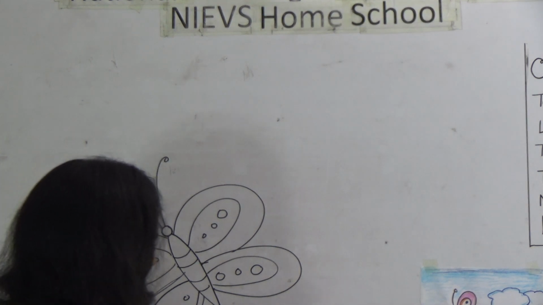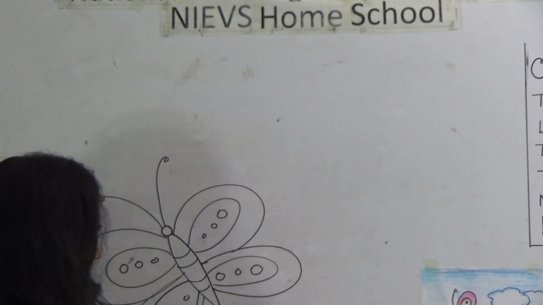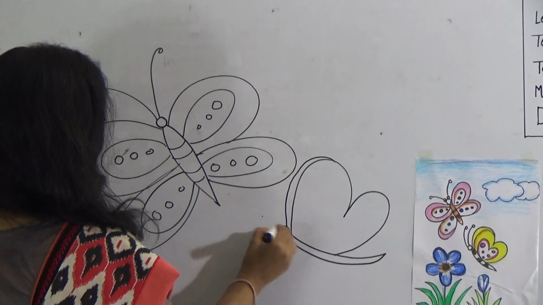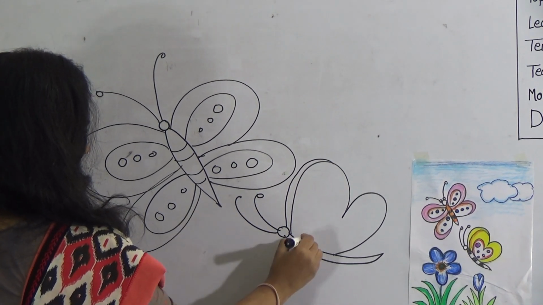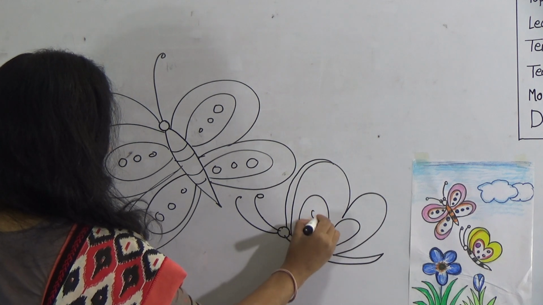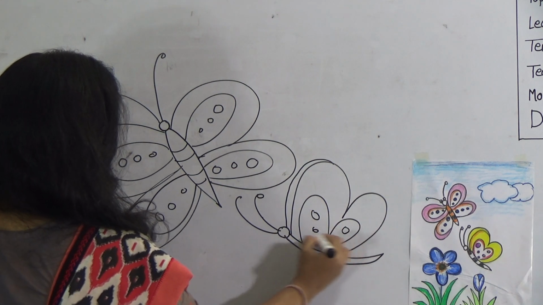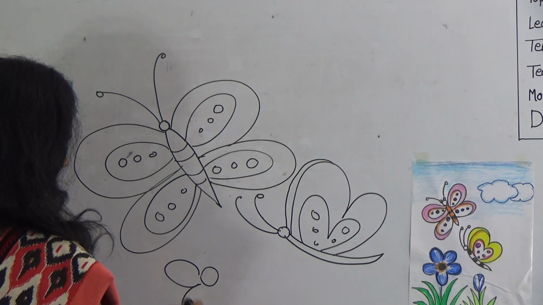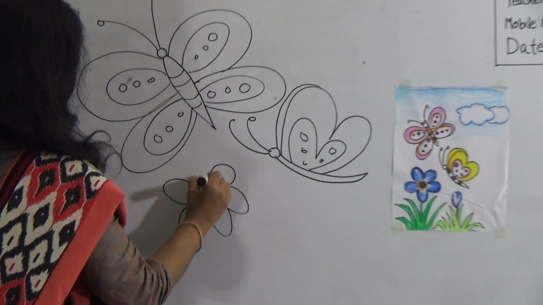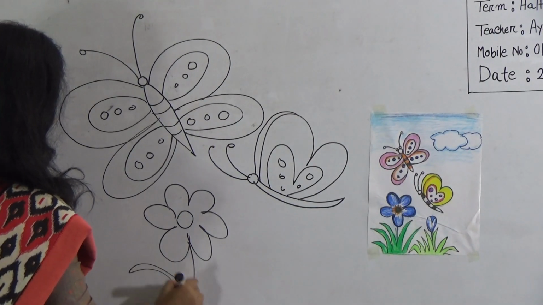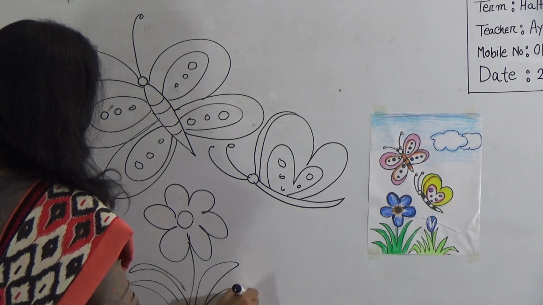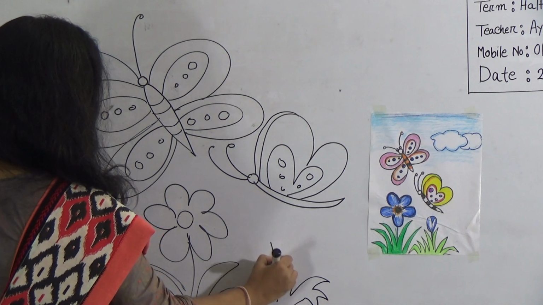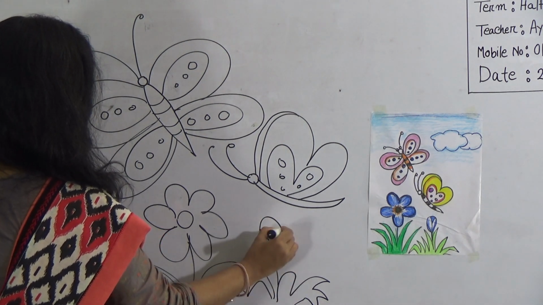First give this type of line, and draw just one, and give here another line, and give this like this, and give here another like this, and give some circles also. Okay, if you want you can give here a flower also, but this is not mandatory. And a bird also.